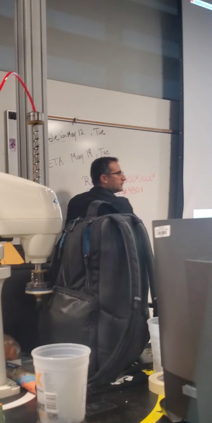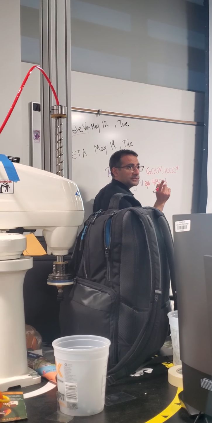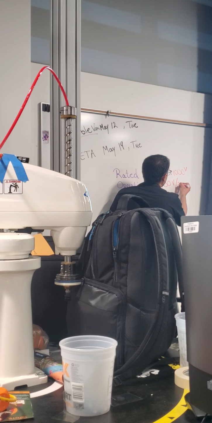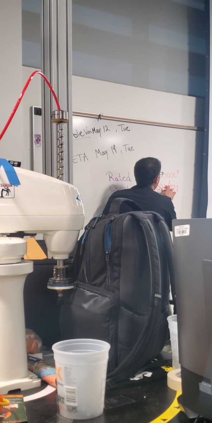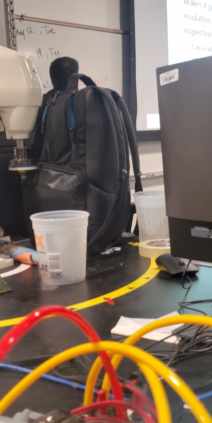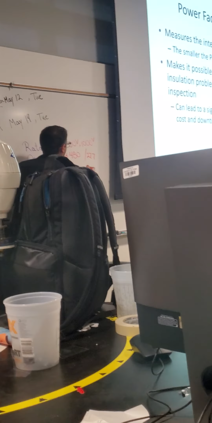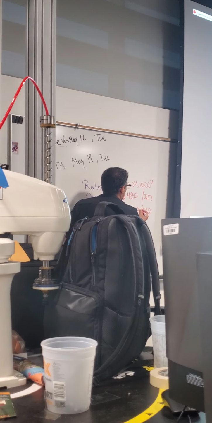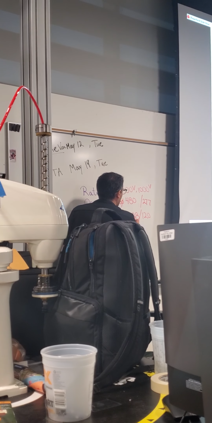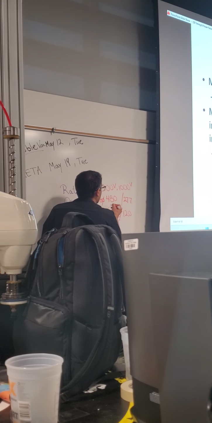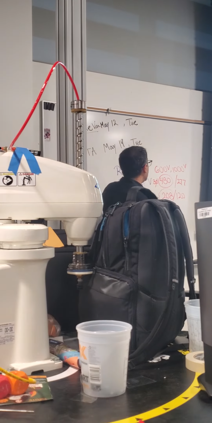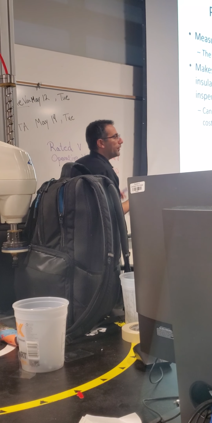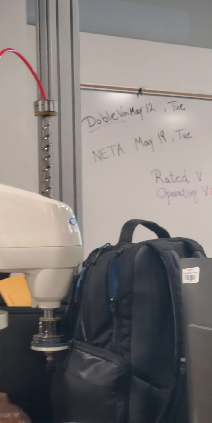What else? 277 is phase to ground. So 480 slash 277. Phase to phase, phase to ground. 240, we have 120. 120, 208. 208 is going to be phase to phase, 120 is phase to ground. So 208 is the operating voltage, 480 is the operating voltage. But again, if you look at the nameplate rating, you see either 600 or 1000. So that's the difference between rated voltage and operating voltage.